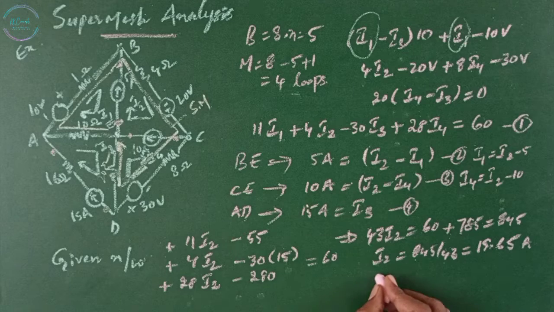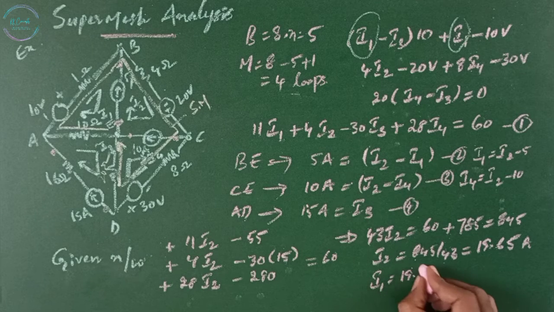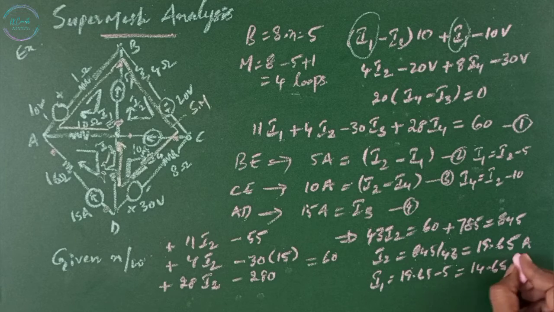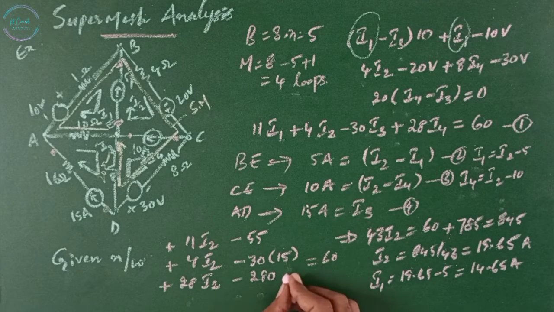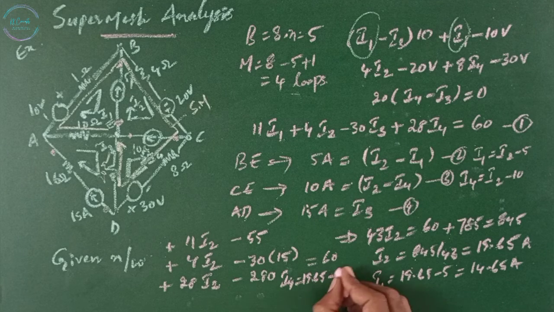Then I1 equals, substituting in this formula, 19.65 minus 5, which is 14.65 amps. Now I4 equals, substituting in this, 19.65 minus 10, which is 9.65 amps. And we have I3.